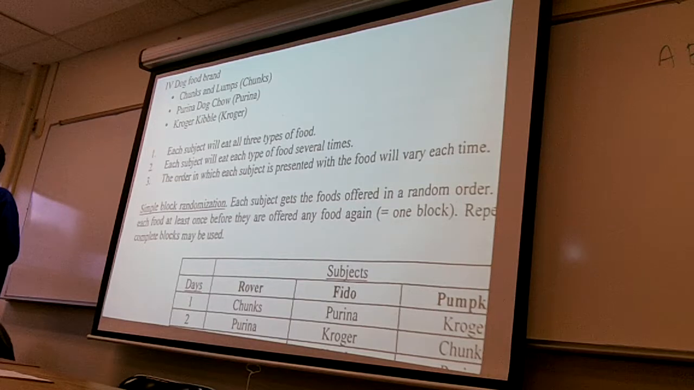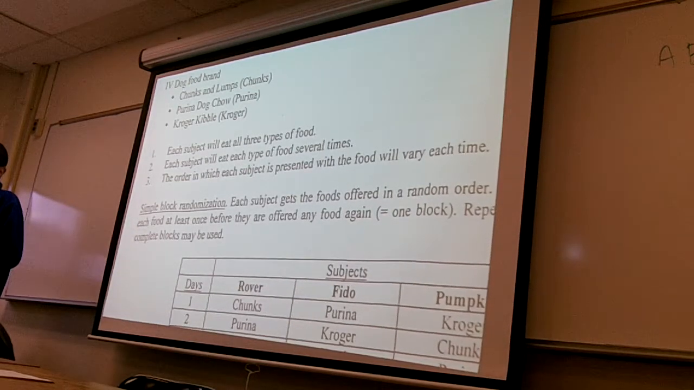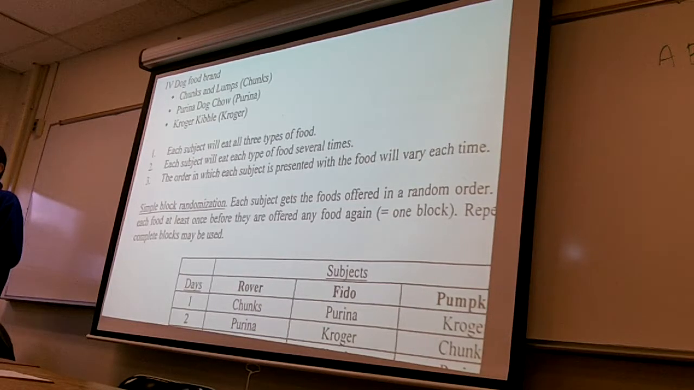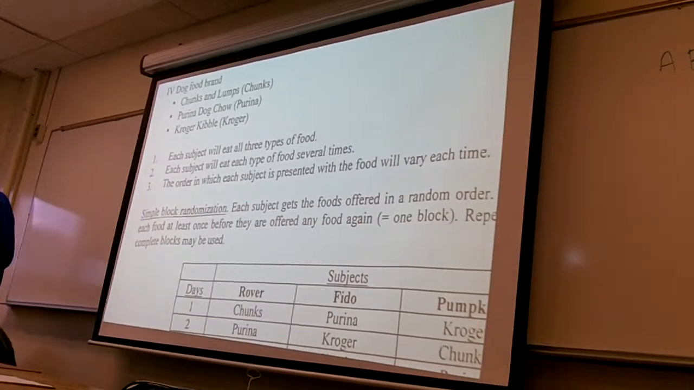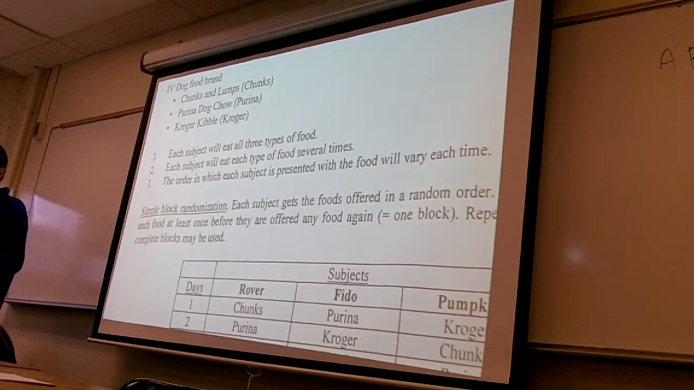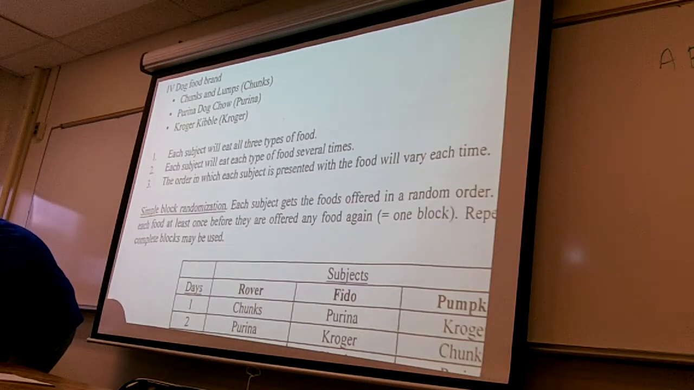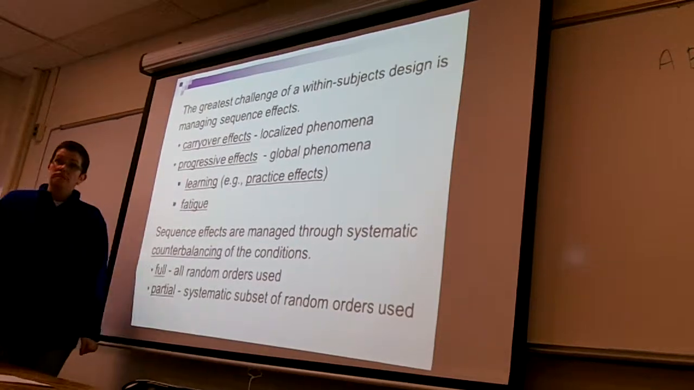Yes? If they eat one first, it might affect how they taste the others or how they react to the other one. Right. So if we're exposing each dog to all of the different foods, then we want to mix up the order because we don't know how eating one food might influence the way they respond to another food. Okay? And this is what's referred to as a sequence effect.